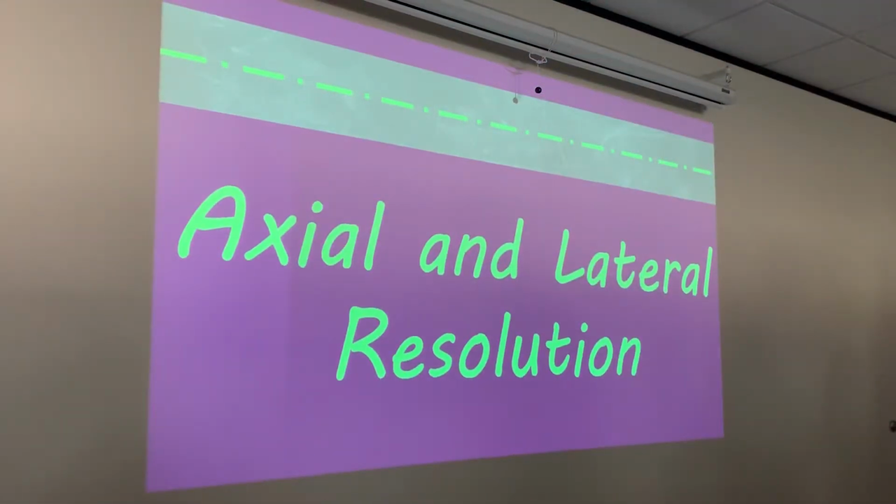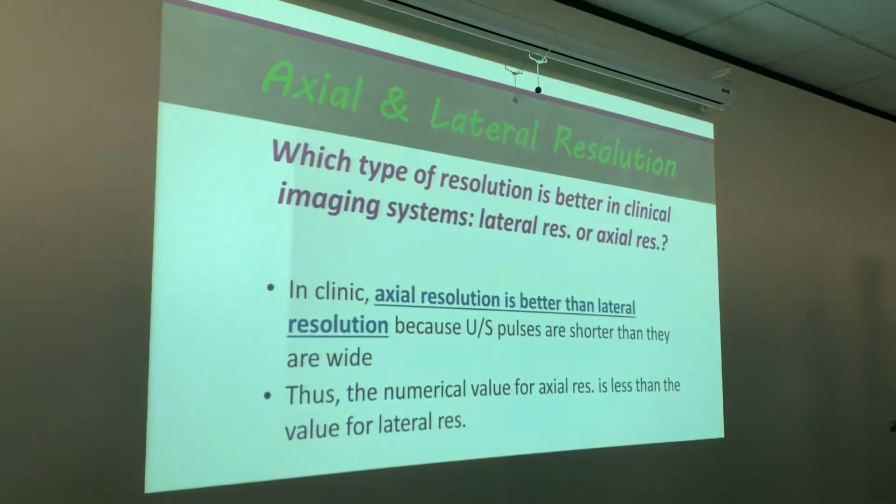We're on axial and lateral resolution. Okay. So, which type of resolution is better in clinical imaging systems? Lateral resolution or axial resolution, guys? Of course, axial resolution is better than lateral resolution because pulses are shorter than they are wide. Therefore, they're going to have lower numerical values when the pulse is short than when it is the width of the beam. Thus, the numerical value for axial resolution is less than the value for lateral resolution. Axial resolution is better than lateral resolution.